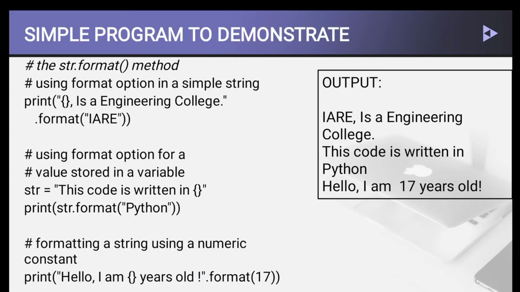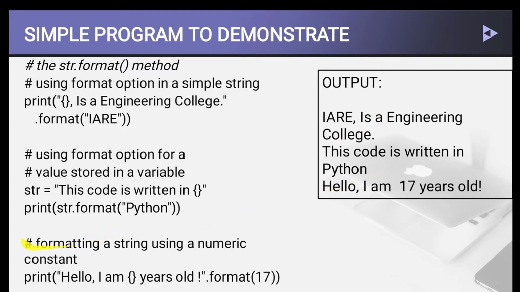Now let us see an example to demonstrate the dot format method. First, using the format option in a simple string. Let us consider a placeholder with curly brackets, is an engineering college, dot format IRA. See what happens in the back: IRA will be passed into the placeholder, and we can see the output here is IRA engineering college for the first print statement. IRA will be placed here while printing.